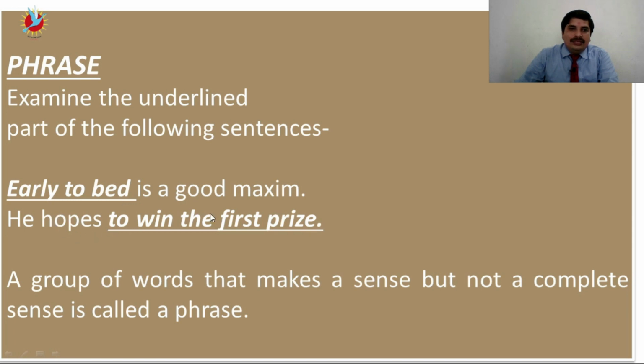Similarly, to win the first prize, right? It also makes a sense but not a complete sense. Like this, a group of words that makes a sense but not a complete sense is called a phrase. Mind it, a group of words which makes a sense like early to bed, to win the first prize, but not a complete sense. It cannot stand alone like a sentence, so it is a phrase, right?